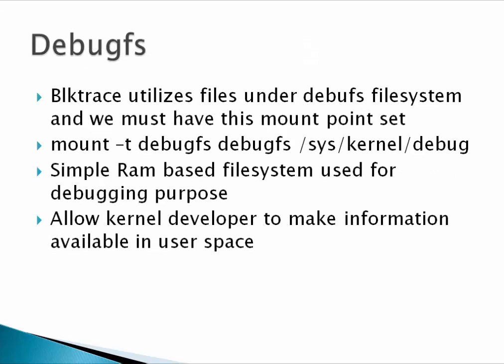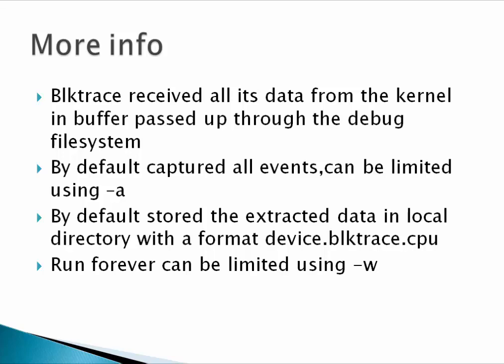By default, the data captured by blktrace is saved in the format of device.blktrace.CPU. So let's say if I have a device called sda, the output is captured in sda.blktrace.0 for CPU 0, sda.blktrace.1 for CPU 1, and so on. By default, it runs forever. If you want to limit it to a certain amount of time, just pass hyphen w and the number of seconds you want to run. For example, if I pass hyphen w 10, it's just going to run for 10 seconds.